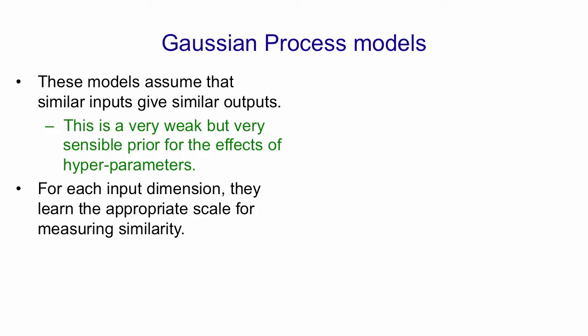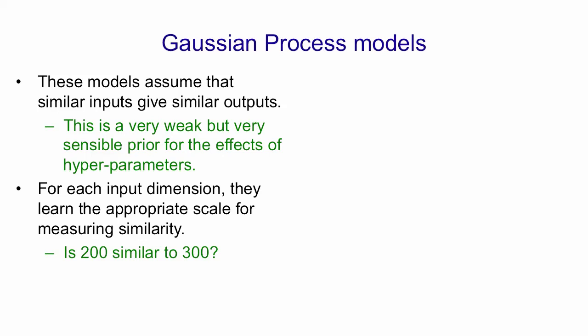Gaussian processes are able to learn, for each input dimension, what the appropriate scale is for measuring similarity. So for example, if the number of hidden units could be 200 or it could be 300, the question is, are those similar numbers or are those very different numbers? Should we expect the results we get with 200 to be very similar to the results we get with 300, or should we expect them to be very different?